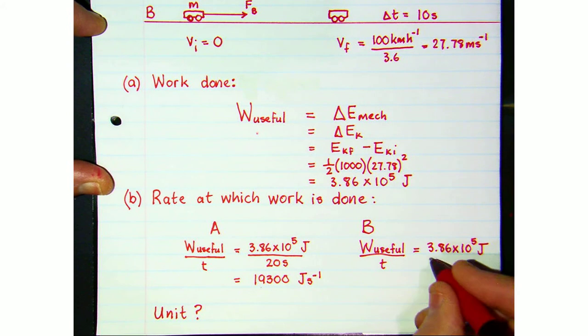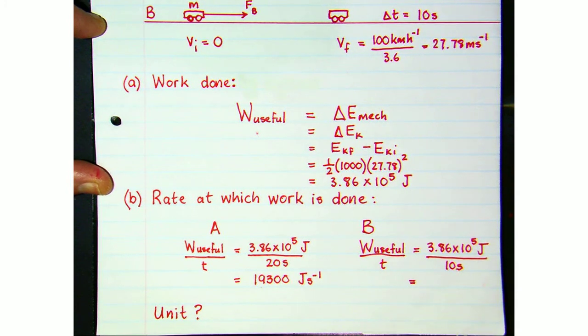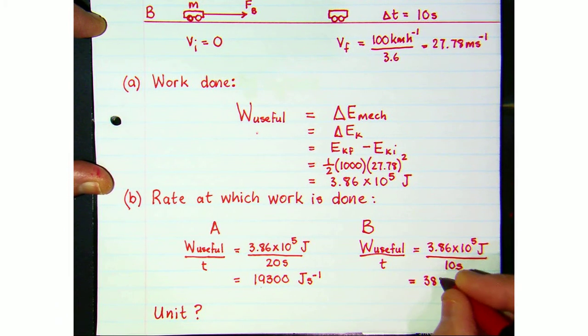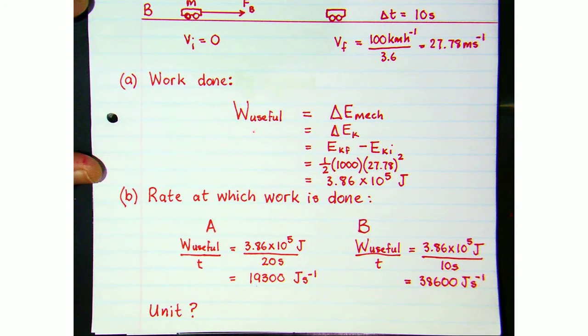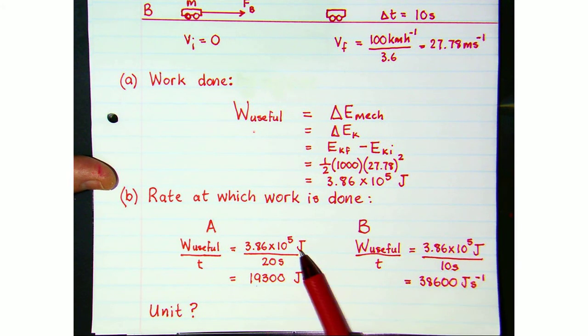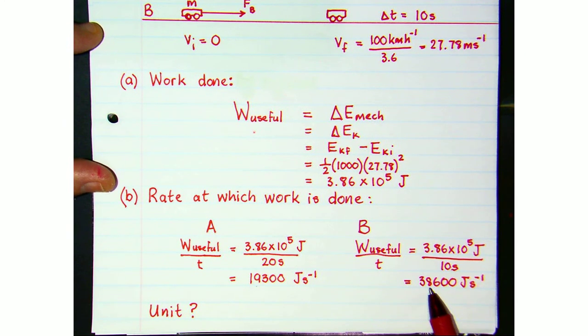but this time in a much shorter period of time, half the time, in 10 seconds, and we should get double the answer. We should get 38,600 joules per second. So if we compare these two engines here, they're doing the same amount of work, but car B is doing it in less time. So the rate at which it does work is a larger value, 38,600 joules per second.